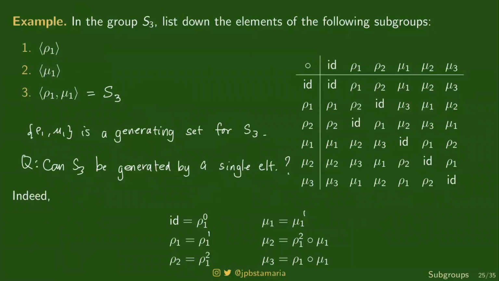So in other words, none of the elements can generate the entirety of S3. In other words, the minimal set that can generate S3 is a set with 2 elements. And we have found one of those generating sets. And one of the generating sets possible with 2 elements is the set containing row 1 and mu1. Did you understand this example?